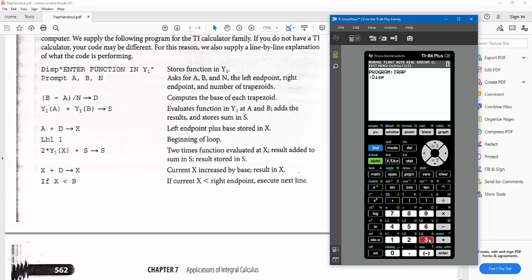The quotes are right here above the plus sign in green, so I better hit the alpha button first. Quotes, and now I'm going to type out "enter function in." I'm going to lock my keyboard into alpha mode so I can do this quickly. So enter, that's E-N-T-E-R, space. This will give me a space. Function.